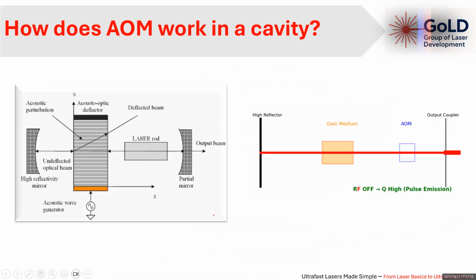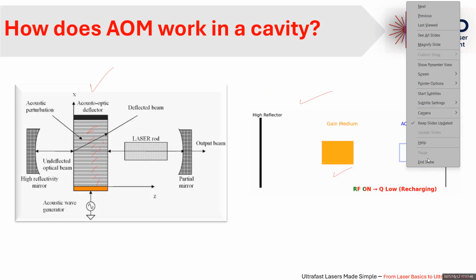Similar to what I mentioned in the last slide, this is a grating pattern, okay, and the light passes through if there is no grating pattern, and the light will deflect when there is a grating pattern here. And the grating pattern comes when we turn on the RF signal and some kind of sound waves are produced. And here you can see this is the gain medium, this is the acousto-optic modulator. When the modulator is on, energy is building up, and when it is off, then it passes through.